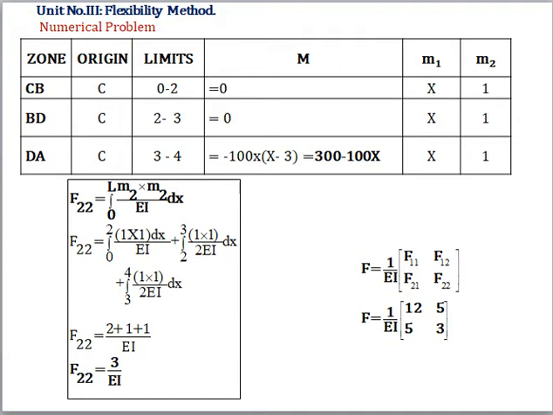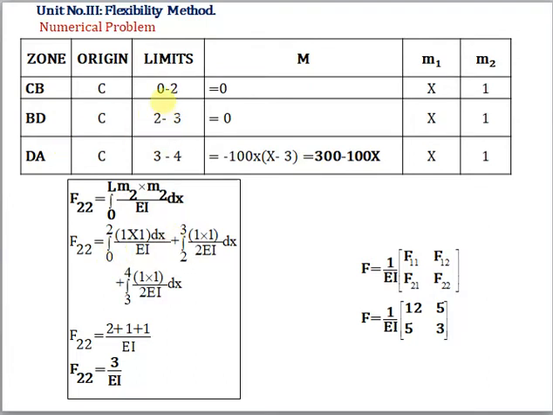Now the next coefficient, f22, is equal to the integral from 0 to L of m2 into m2 divided by EI dx. Now there are three zones, so add all three zones and take their limits into consideration.